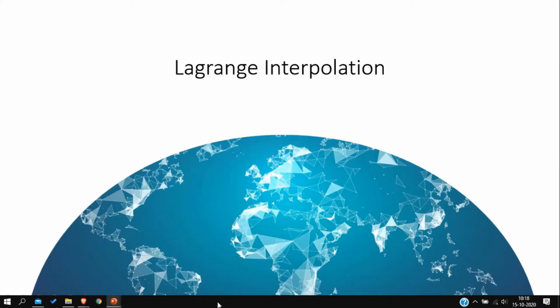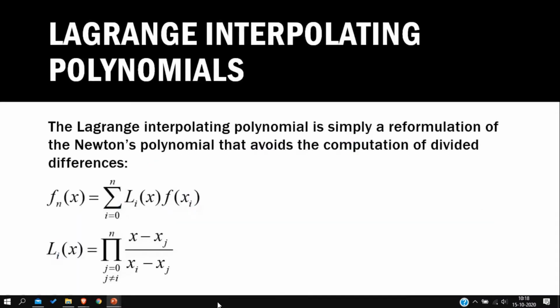And when it comes to Lagrange interpolation, this is actually a reformulation of Newton's polynomial, and in this case we avoid the computation of divided differences. Here the polynomial is expressed in very simple steps, with simple notations. Two different representations are there, and using these two representations we can find the Lagrange interpolating polynomial.